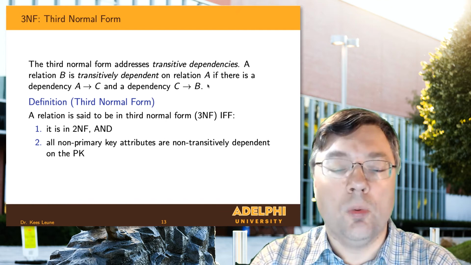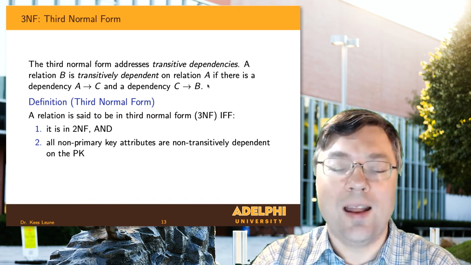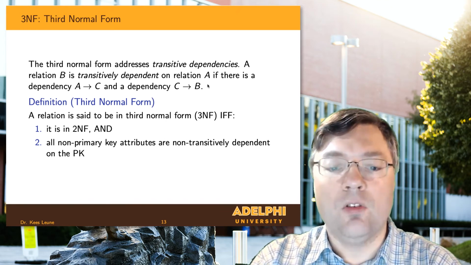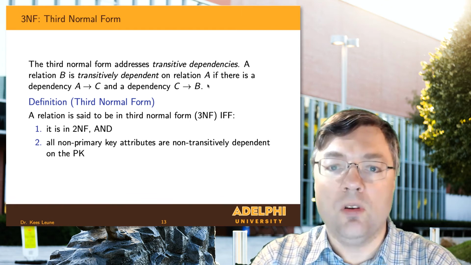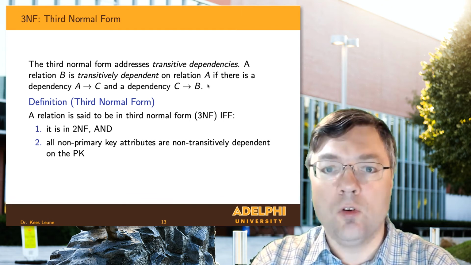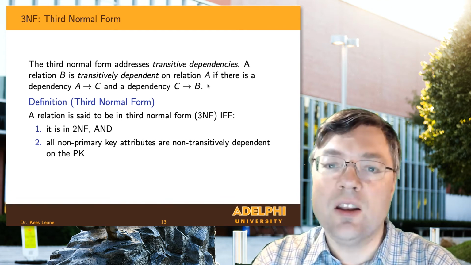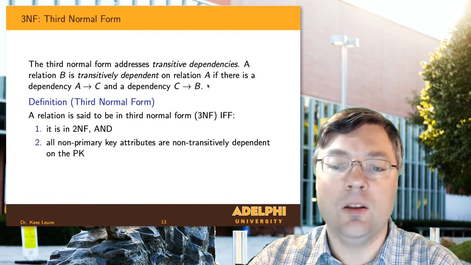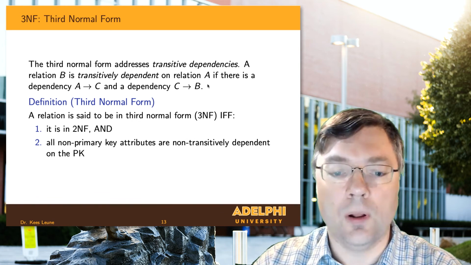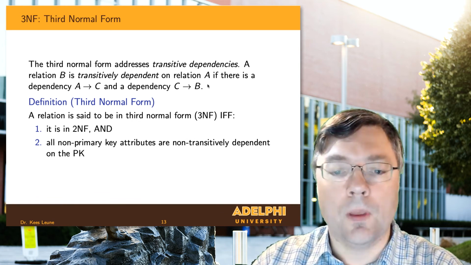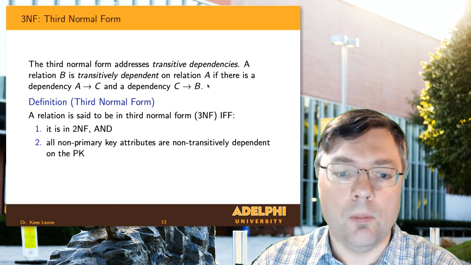For the third normal form, we're going to remove transitive dependencies. And so that means if A determines C, and then C in its turn determines B, that means that A transitively determines B, so indirectly determines B, and we want to get rid of those as well. An example will probably make it more clear.